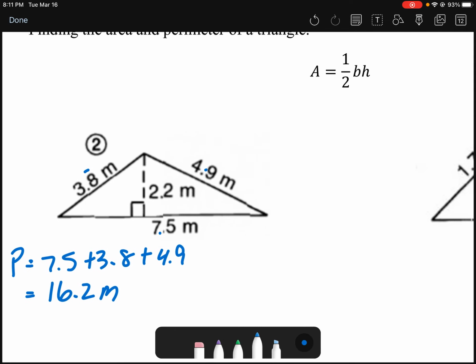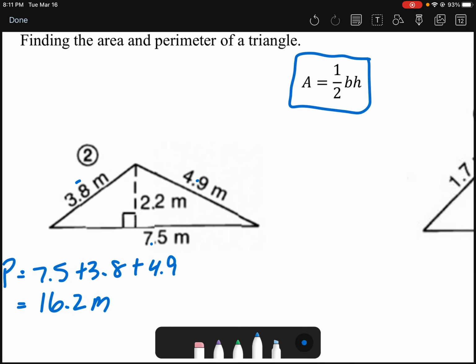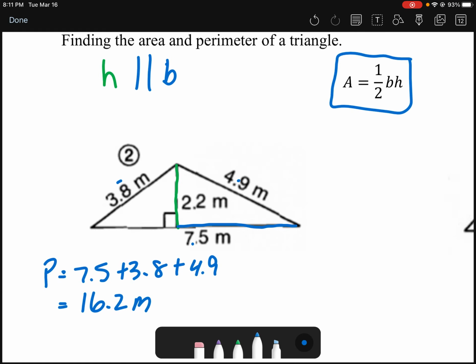Now for the area. We're using this guy right here. Area equals 1/2 base times height. Now base and height are used because the height is always perpendicular to the base. So perpendicular means that they meet each other at a 90 degree angle. So let's say I use green instead for my height. This line right here would be my height, and then this line down here would be my base. And I know that they're perpendicular because of this box right here.